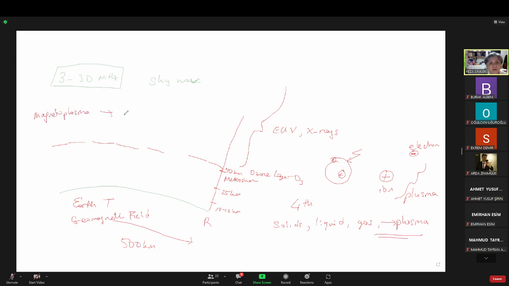The medium in what we call the thermosphere, ısıl küre. Why do we call it that? Because it gets very hot, more than 2000 kelvins. The magnetoplasma becomes anisotropic due to the Earth's magnetic field.